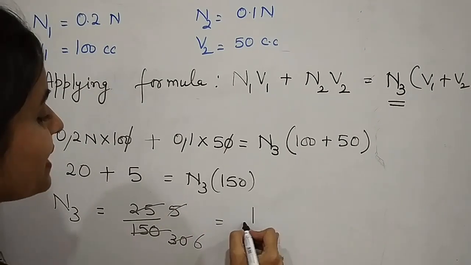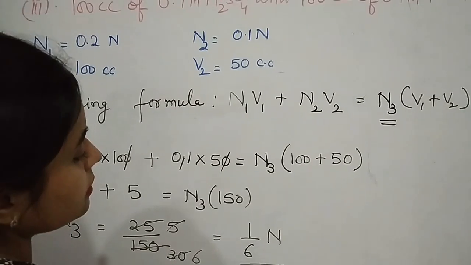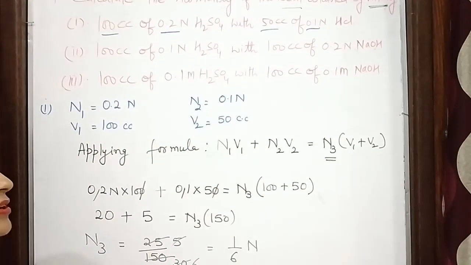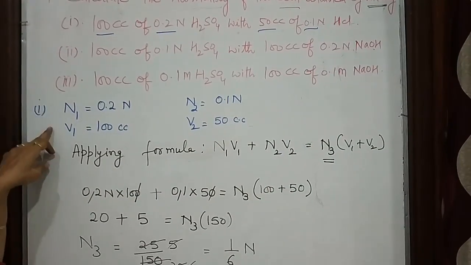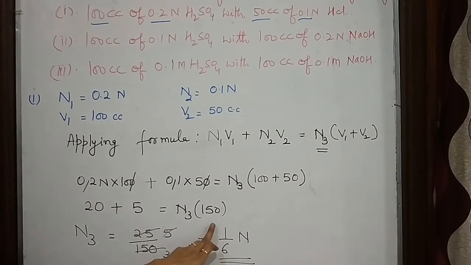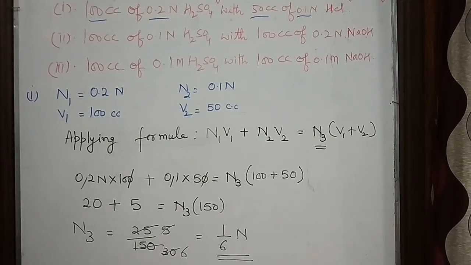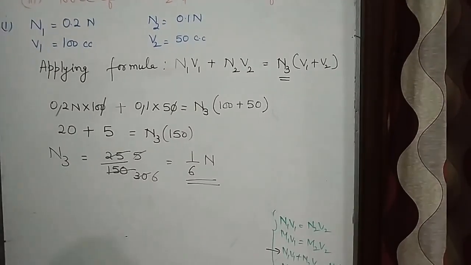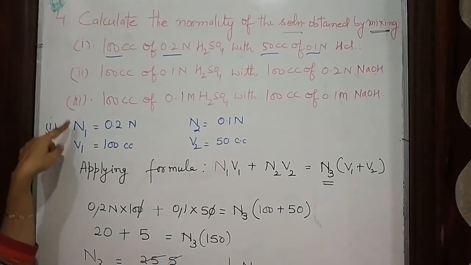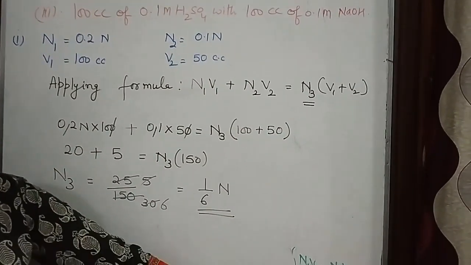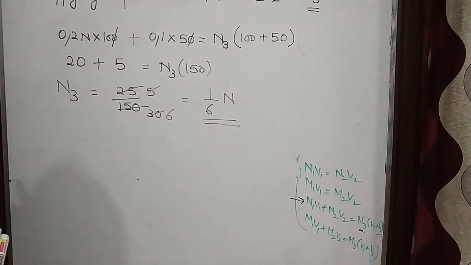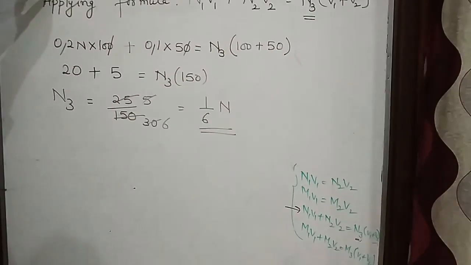So you have 1/6 normal answer. That means when you mix two different acids having different concentration as well as different volumes, the resulting mixture so formed has normality comes out to be 1/6 normal, and you can apply this formula here. Similarly, sometimes if you are provided with not normality but molarity, you can apply this formula: M1V1 plus M2V2 is equal to M3(V1 plus V2), and easily you can find out the molarity of the resultant mixture. This is for two acids.